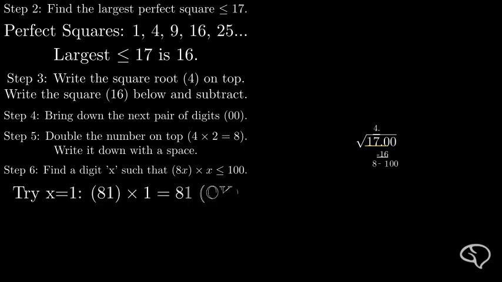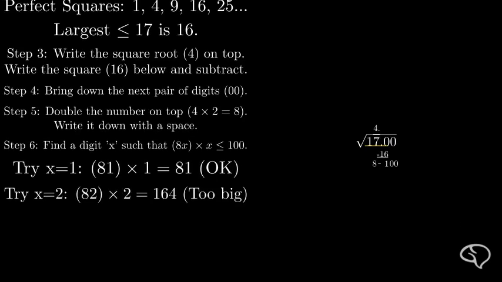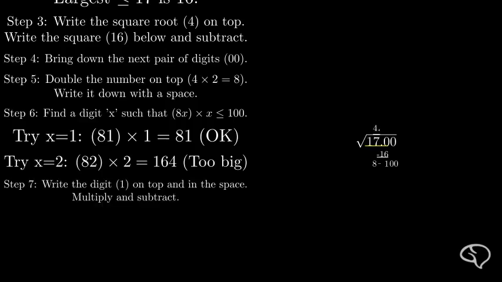Step 6 is to find a digit to put in that space, and also on top, such that when you multiply the new divisor by that digit, the result is less than or equal to 100. Let's try 1. 81 times 1 is 81. If we try 2, 82 times 2 is 164, which is too big, so 1 is the correct digit. We write 1 on top and in the space. Then we multiply 81 by 1 to get 81, write it below 100, and subtract. 100 minus 81 is 19.